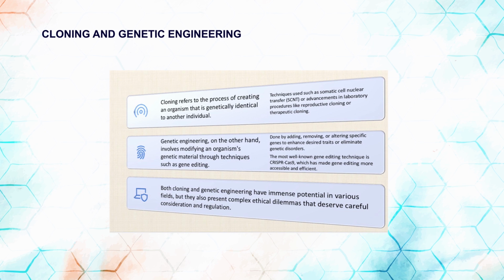It offers possibilities such as disease resistant crops, genetically modified organisms for medical research and potential gene therapies for inherited diseases. However, genetic engineering also raises ethical concerns, including the potential for unintended consequences on the environment and biodiversity, disparities in access to genetic enhancement, and the ethical implications of altering the genetic makeup of future generations.